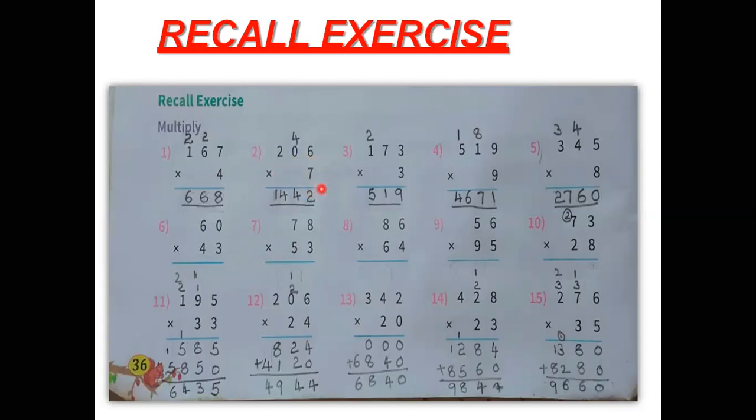Next see the second one, 206 you should multiply by 7. That means you have to know the 7 table. Now first you should multiply the ones place, what number is there? 6. So 7 sixes are 42. So 2 we will write in the ones column and 4 you will carry to the tens place.